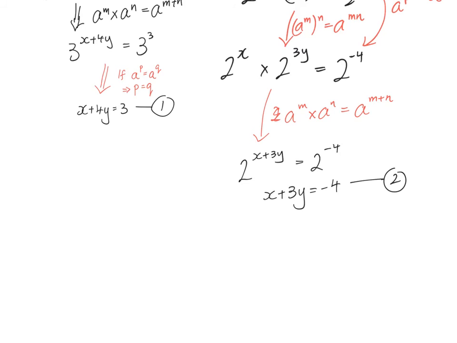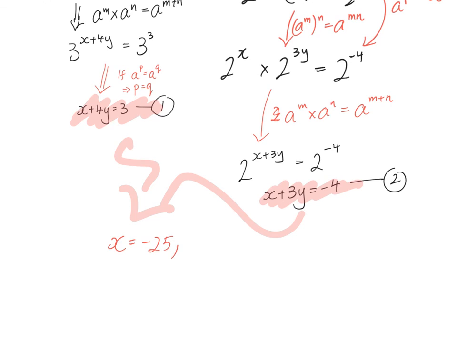So then what's remaining is just a simultaneous equation. Now I have 2 equations. Just solve them simultaneously. You should get your x to be negative 25 and y to be equal to 7. Okay, I hope that works for you.